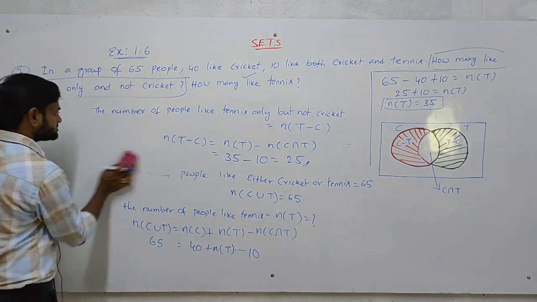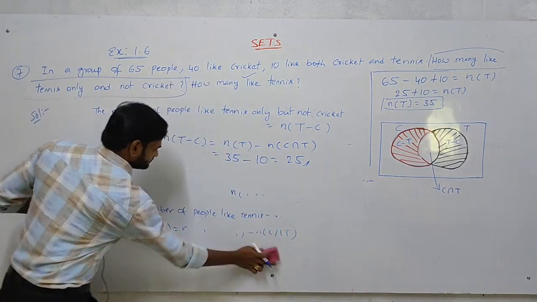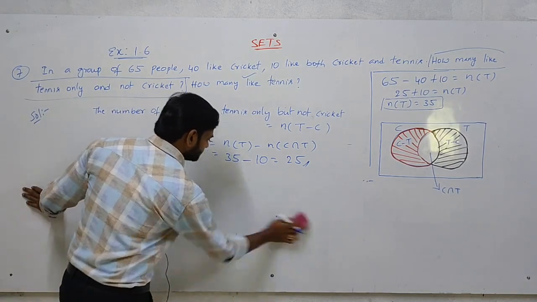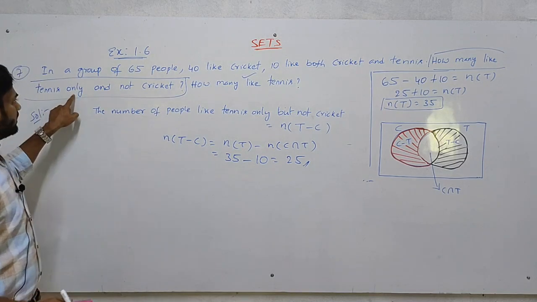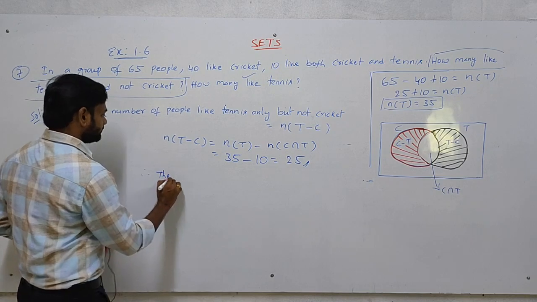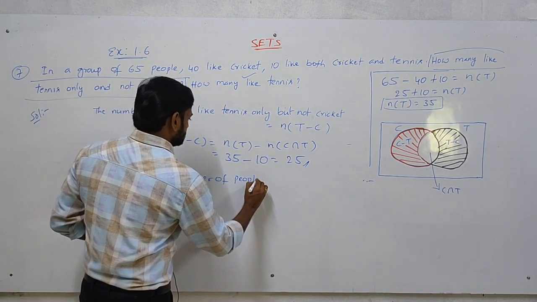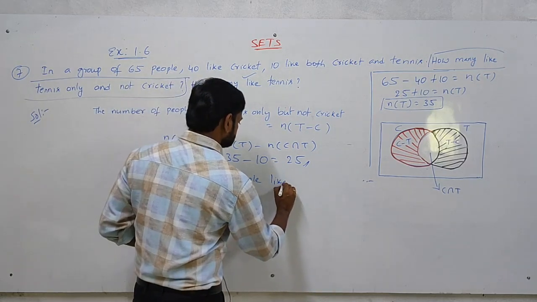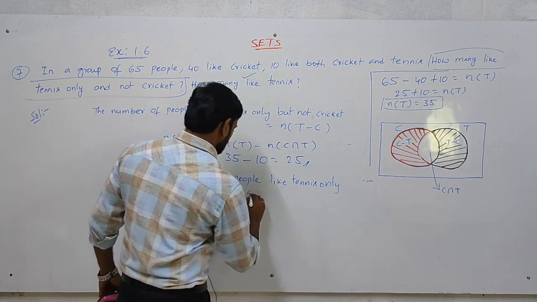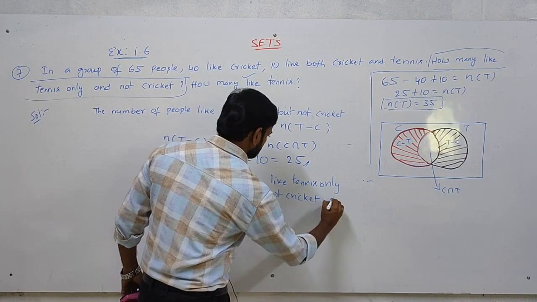n of T minus C means the number of people who like tennis only and not cricket. Therefore, the number of people who like tennis only and not cricket is equal to 25.